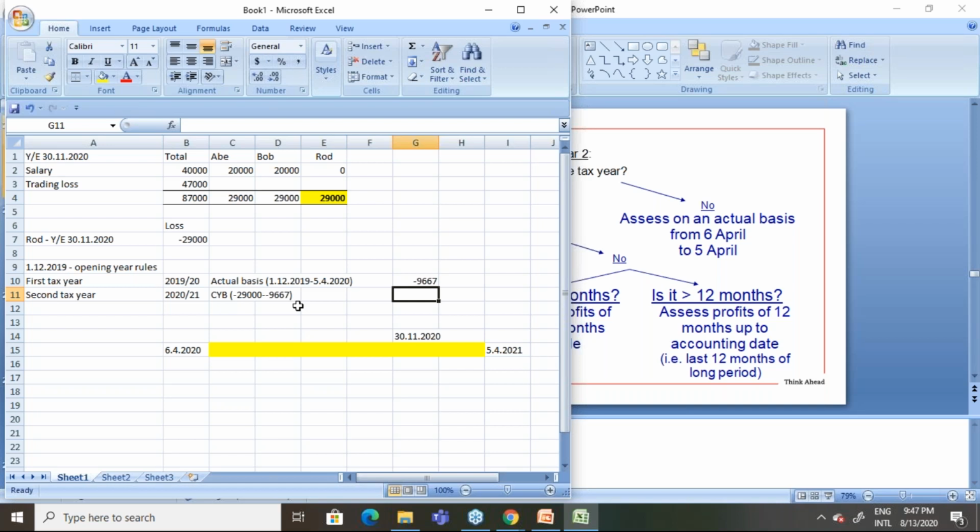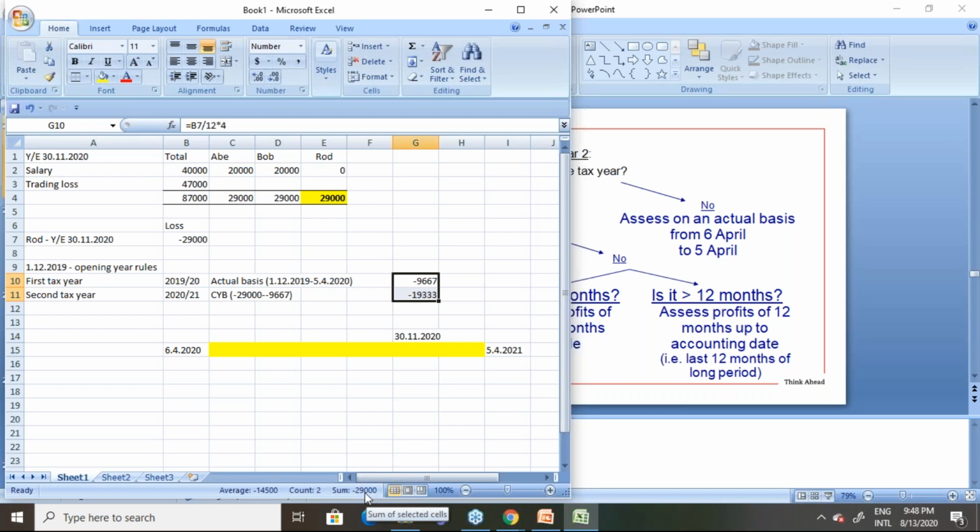The reason is there is no concept called overlap losses. You can have overlap profits, but you cannot have overlap losses. That's the reason. So here is the answer. Let's see. The answer is 29,000 minus 9,667. So you get a loss of 19,333. In total, it's 29,000.